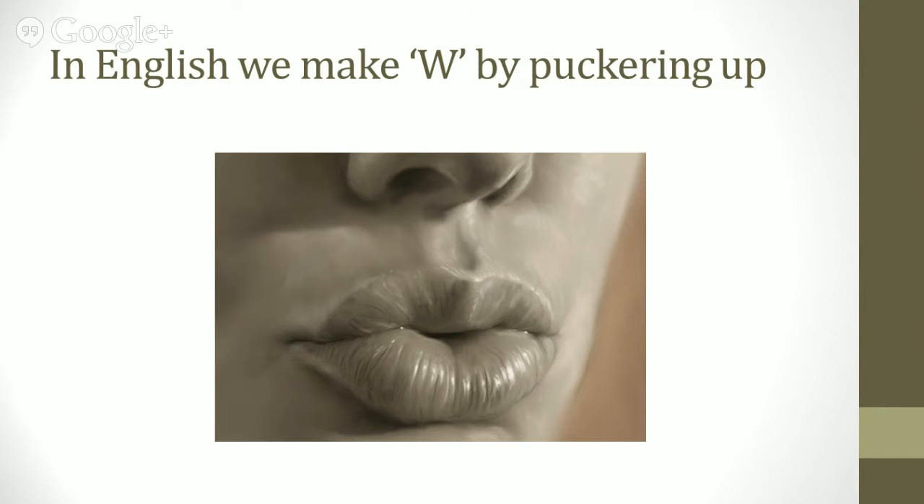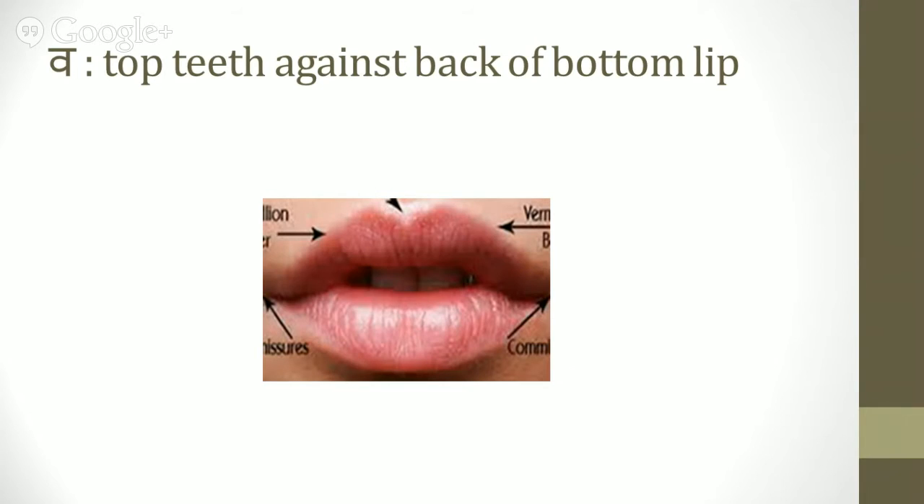All right. So that's how we do the English W. But here's how we do the Hindi V sound. Notice that the teeth aren't biting down on top of the lip. It's not biting in the middle of the lip. And even more interesting, the lips aren't puckering up like they're going to kiss someone, like it's some kind of PG-13 movie. No, this is how we do the Hindi V sound.